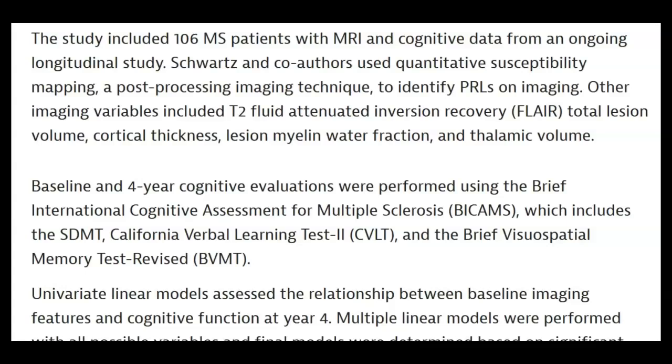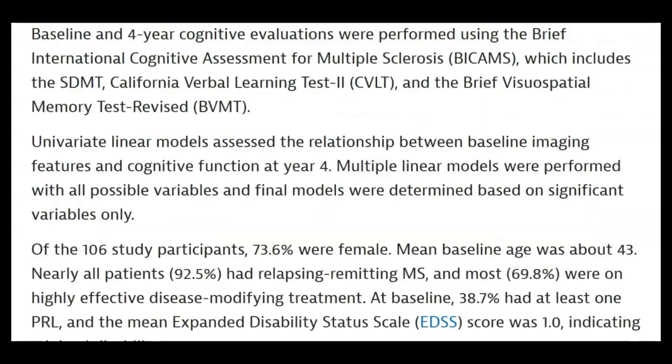Interesting idea. Other imaging variables included T2 fluid attenuated inversion recovery, or FLAIR, total lesion volume, cortical thickness, lesion myelin water fraction, and thalamic volume. Baseline and 4-year cognitive evaluations were performed using the Brief International Cognitive Assessment for Multiple Sclerosis, or BICAMS, which includes the SDMT, California Verbal Learning Test 2, and the Brief Visual-Spatial Memory Test revised.